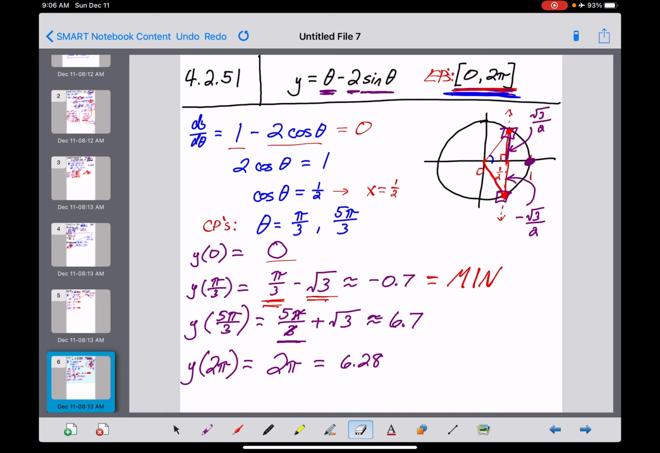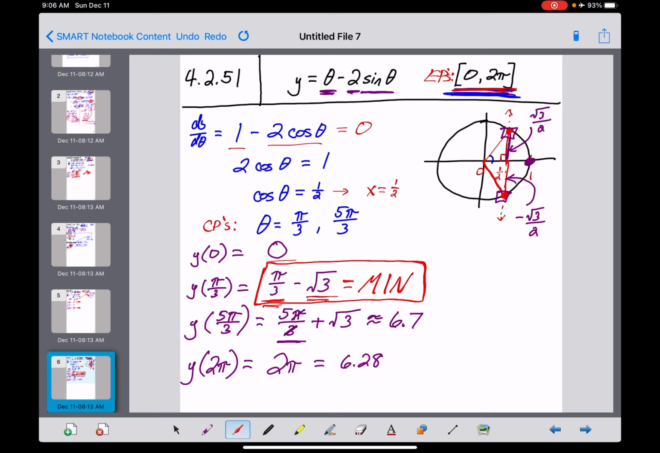Now, I want to be clear. That negative 0.7 was a lousy guess that I just made up right there. So I'm going to just erase that. And I'm just going to say that that got ugly. Let me move the equals sign too. Okay, there we go. That is our minimum value there, guys. Pi over 3 minus the square root of 3.